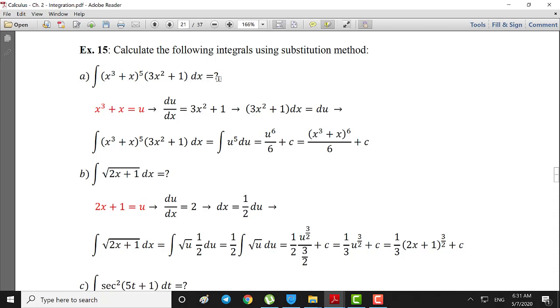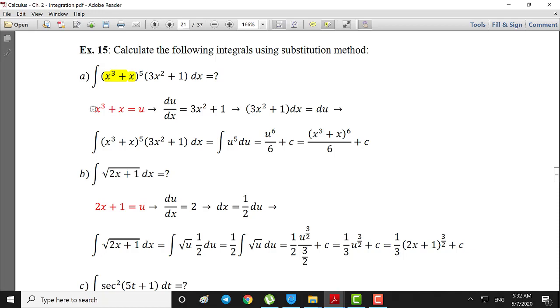Now, how do we use the substitution method to calculate this integral? We have to choose some part of the integrand and call it u. The answer to how do we know which part to choose as u is something that doesn't have a general rule, and you have to find it by experience. Now, let's see what happens if we consider this part x^3 + x as u.